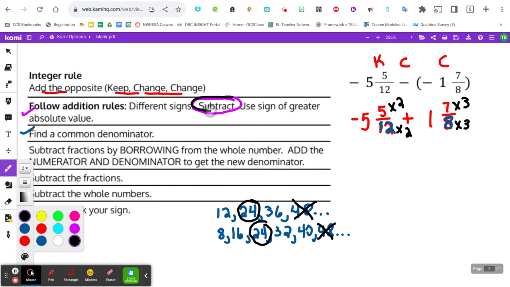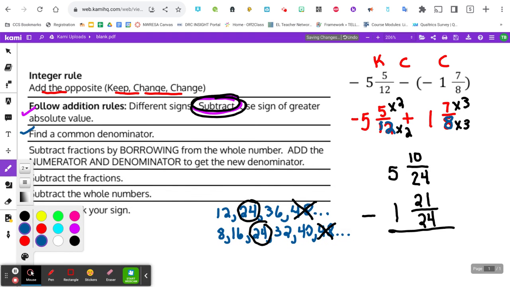Now, I am going to rewrite this and stack them up at the same time, keeping in mind that we are going to subtract. Because I am subtracting, I need that larger number on the top, so that 5's got to be on the top. So that's going to be 5, and 5 times 2 is 10, 12 times 2 is 24. And then we have 1, and 7 times 3 is 21. 8 times 3 is 24. And keeping in mind, we are subtracting.